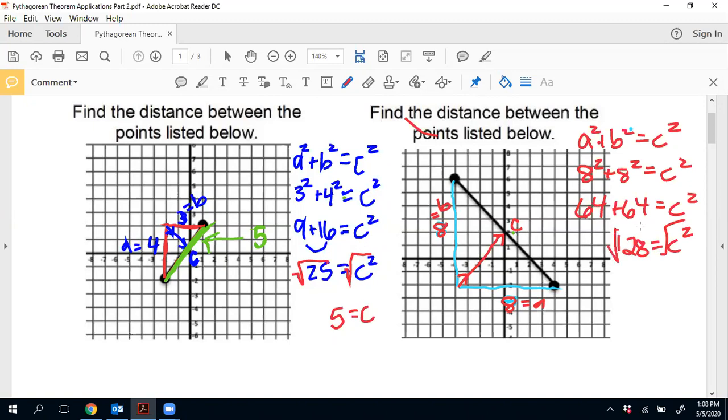So we take the square root. So the square root of 128, that is not a perfect square, so we have to use a calculator. You can use a Google calculator, you can use one on your phone, but when you take the square root of 128, you end up with a value of about, does anyone have it?